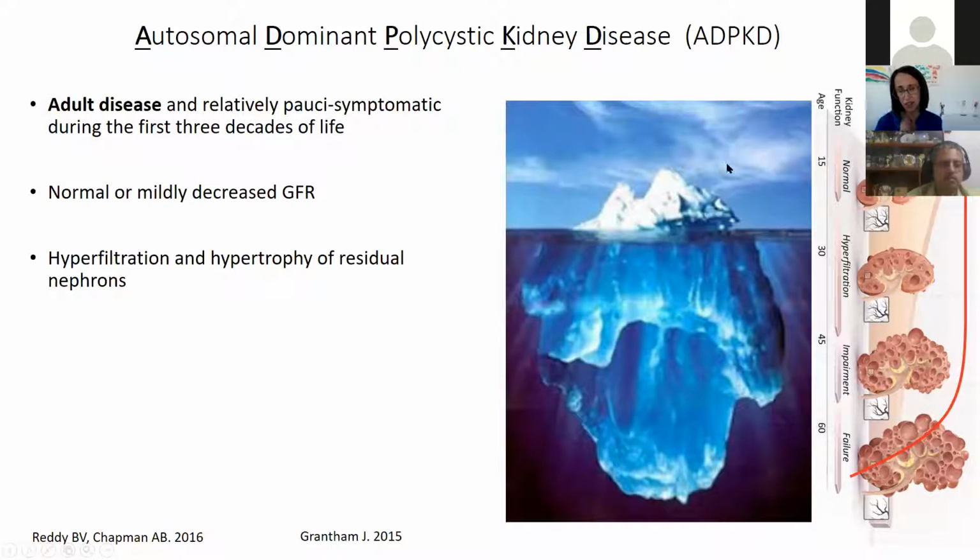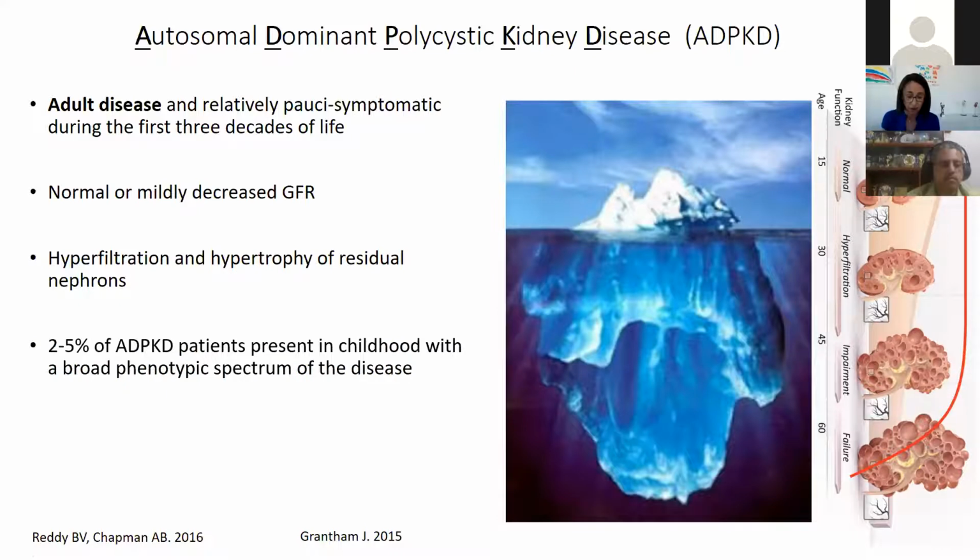Children indeed have a normal or mildly decreased GFR. However, it is a delusion, because there is a hyperfiltration phenomenon and hypertrophy of residual nephrons, which afterward decreases the GFR very rapidly. And Grantham wrote a very nice review in Pediatric Nephrology, stating that actually the first cyst in ADPKD is already present prenatally. So it has been described that 2 to 5% of ADPKD patients present already in childhood with a broad phenotypical spectrum of the disease.